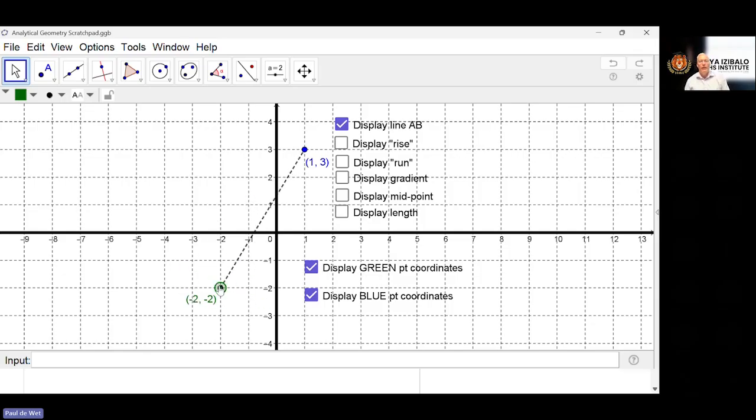All right. Who can tell me the gradient of this line? No, not this line, sorry. This line. You can tell me the gradient of this line. Come guys, easy question.